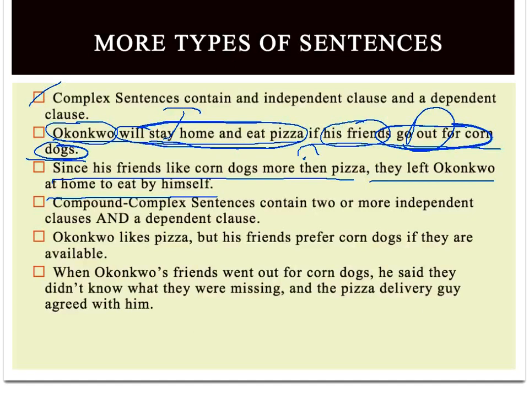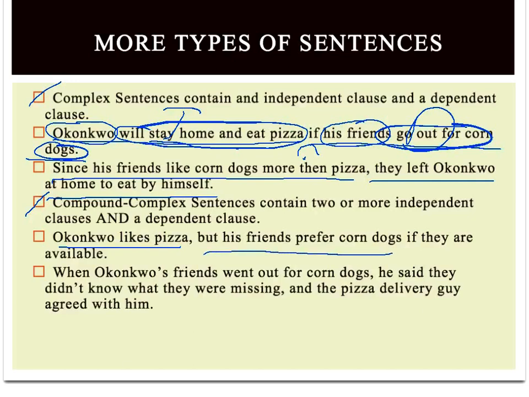The 4th sentence pattern that we have to worry about is the compound complex sentence. A compound complex sentence contains 2 or more independent clauses and a dependent clause. Right, so check this one out. Okonkwo likes pizza, but his friends prefer corn dogs if they are available. Right, this is certainly a compound complex sentence. Okonkwo likes pizza, right? We've seen that before. That was a simple sentence when it was on its own, right? So that's an independent clause.